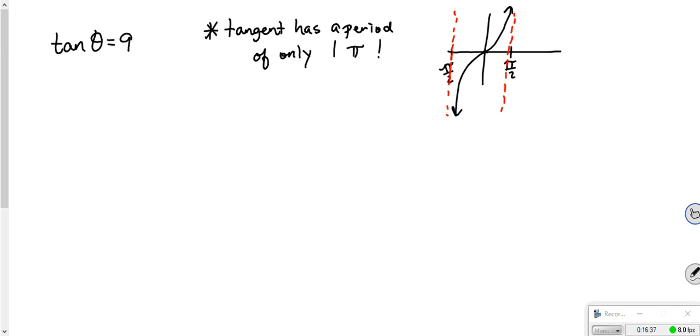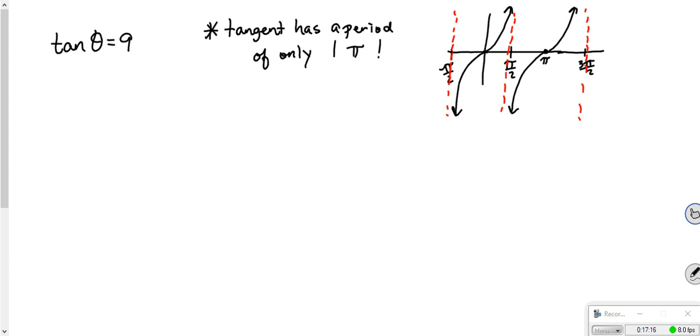And then the next one, where it's 0, is going to be at pi. And again then, if this is 3 pi over 2, we're going to have another asymptote. And then my tangent function looks like that. So if you remember, tangent only has a period of pi. Okay, so now going back then, also tangent is positive in what quadrants? Tangent is positive in the first quadrant.